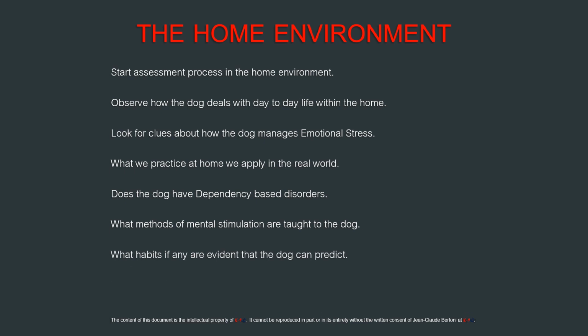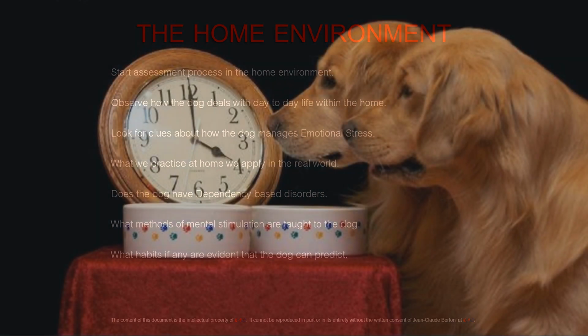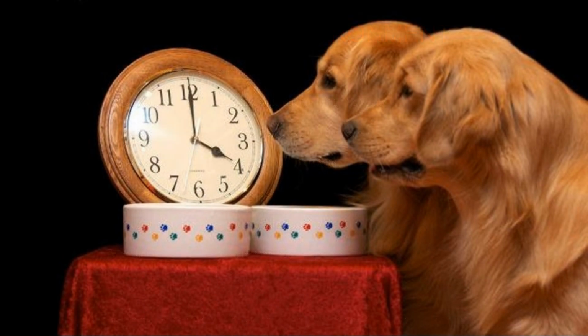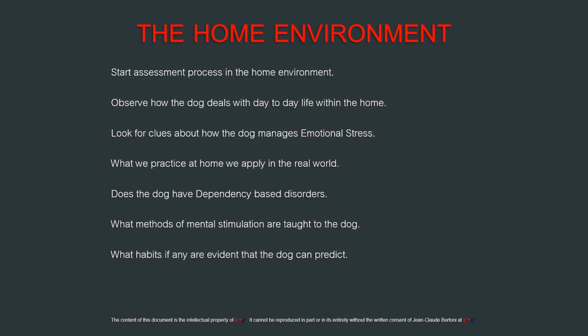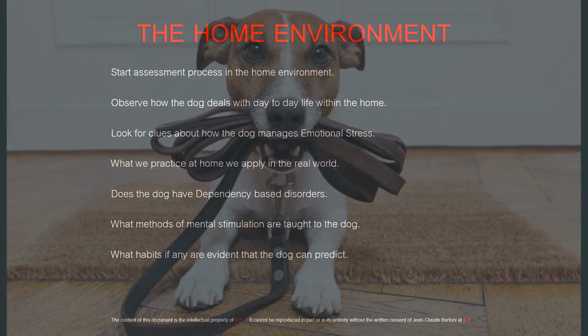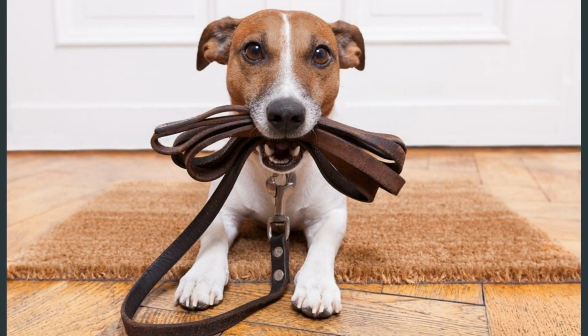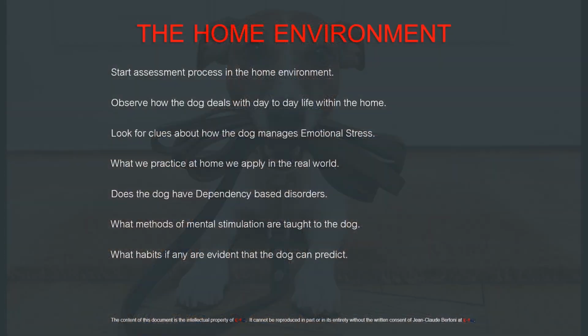Another silent killer is habits. So when we're looking at the home environment, what habits, if any, are evident that the dog can predict? So one of the typical habits that I usually see is the leash comes out and all of a sudden the dog's arousal raises. So that to me is a problem. So this is another flashing neon sign or a trigger that produces a heightened state of arousal before we even get into the real world.